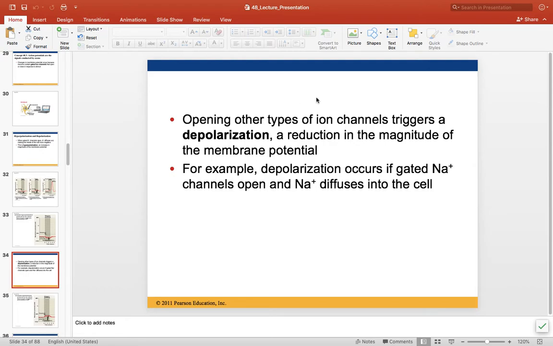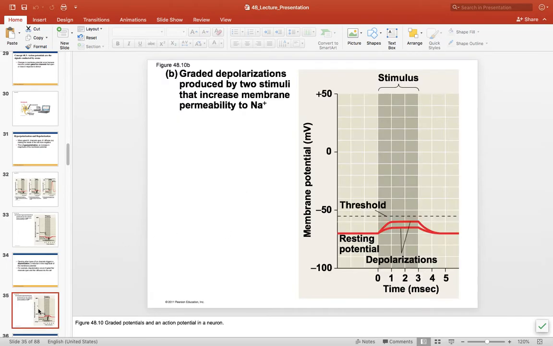Opening other types of ion channels triggers what's called a depolarization, a reduction in the magnitude of the membrane potential. So for example, depolarization occurs if gated sodium channels open and sodium diffuses into the cell. So what does that look like? Well, it's the opposite. We have more of a positive increase in that potential, so it's called a depolarization, which seems backwards, but depolarization means you go up on the graph.